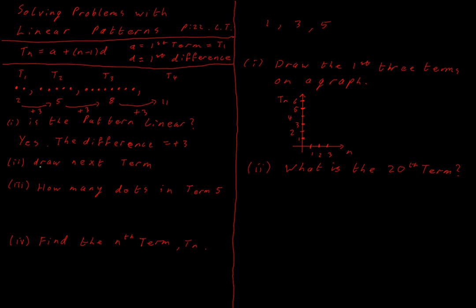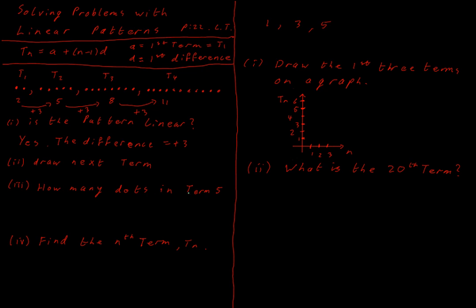So we can go to part 2, draw the next term. Well, the next term we figured out should have 11 dots. So I just put in 11 dots. 1, 2, 3, 4, 5, 6, 7, 8, 9, 10, 11. If it asks us to draw the next term, we just draw it, looking at the pattern that we can see.